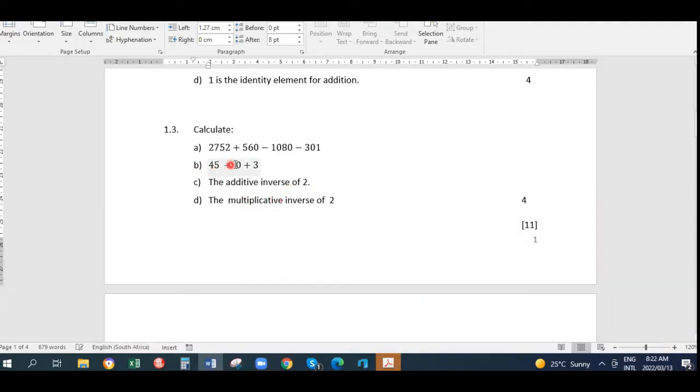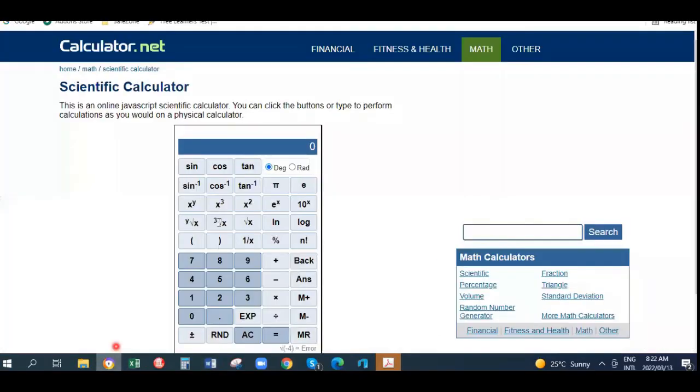An error comes up if you type this in a calculator. An error means undefined. So we look at it, 45 divided by 0. Even if you try adding a 3, it still gives you an error. An error would mean undefined.